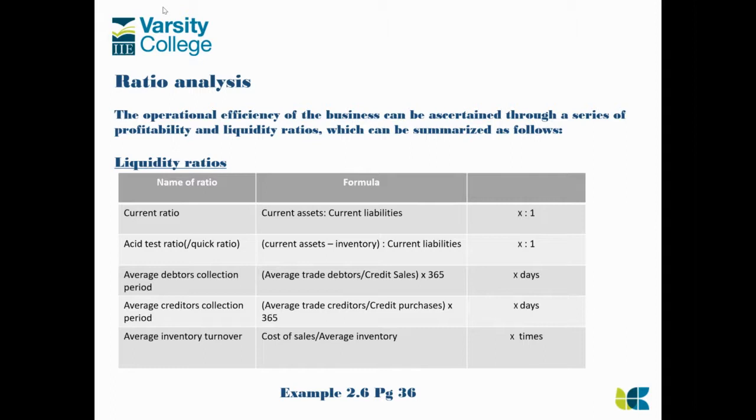Now that you have the average trade debtors, what we need to calculate is that divided by the credit sales, and then you multiply by 365. And what does that tell you? Let's say the answer is 20 days. It tells you that on average, our debtors pay us what they owe us in 20 days. Does that make sense?